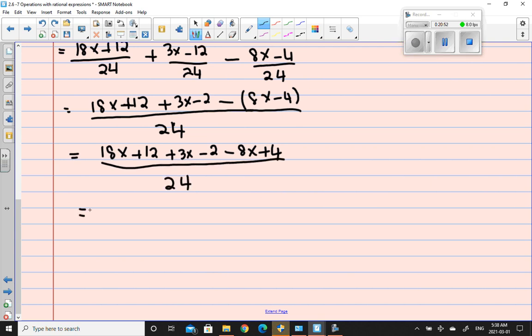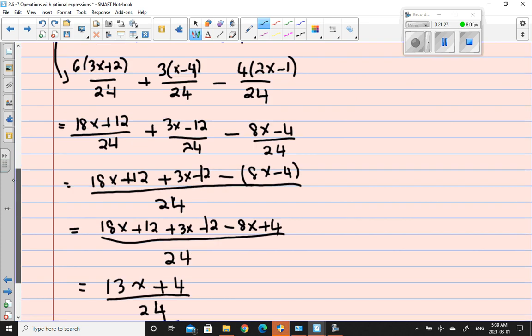You can add the like terms. 18x plus 3 minus 8 works out to 13x. Oh sorry, this is a 12 here. 3x minus 12, 3x minus 12. So 12 minus 12 is 0, plus 4 is 4, so 13x plus 4 divided by 24, and that's the answer.